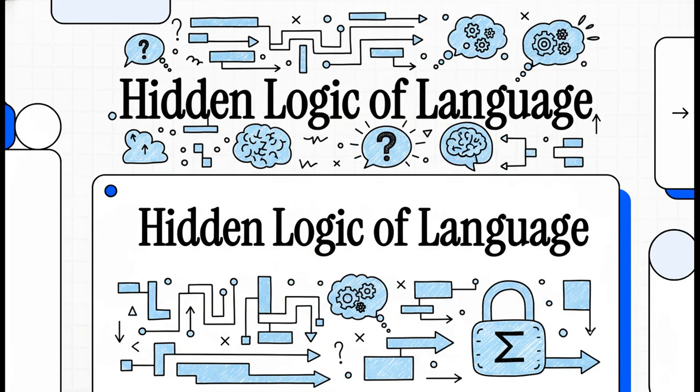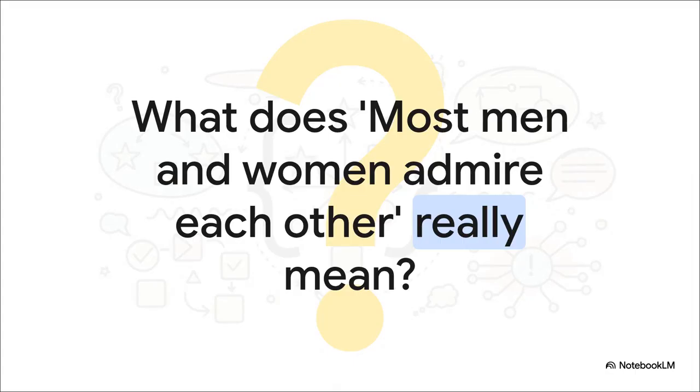Welcome to The Explainer. Today, we're gonna crack a code. But it's not a computer code. It's one that's hidden right inside the sentences we use every single day. It turns out the way we talk is built on a logical foundation that is way more powerful than you might think.